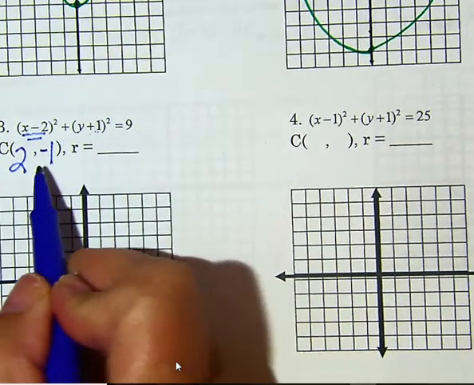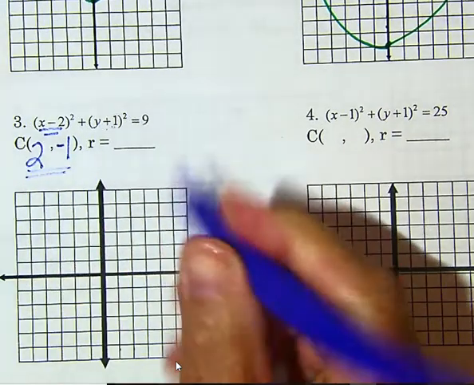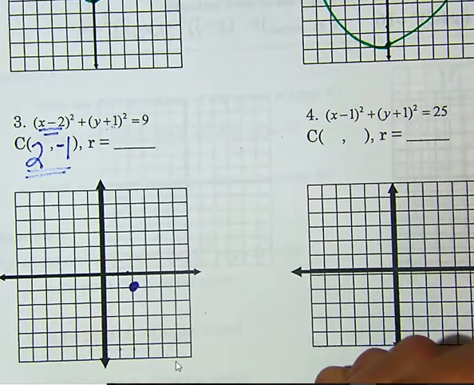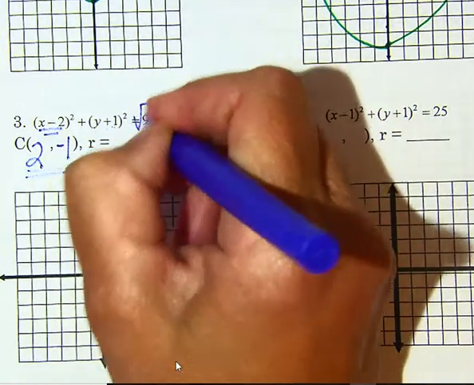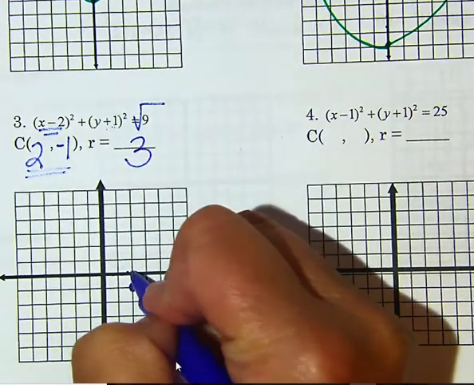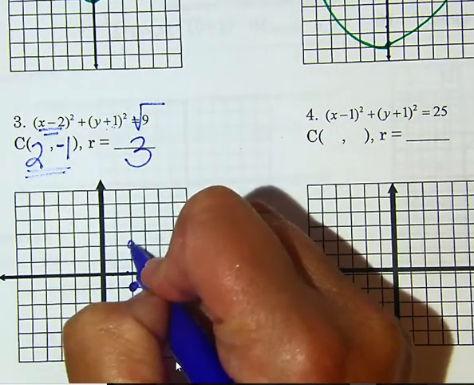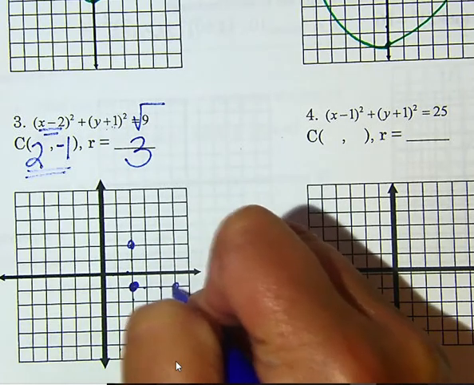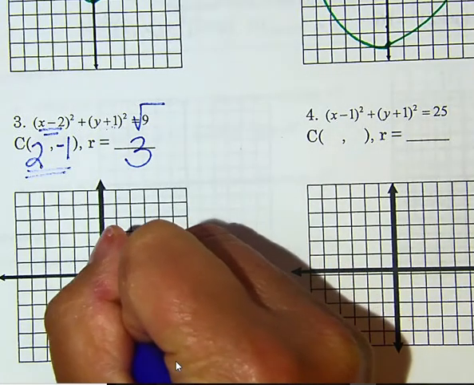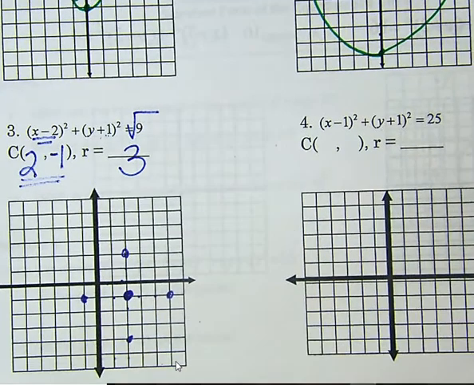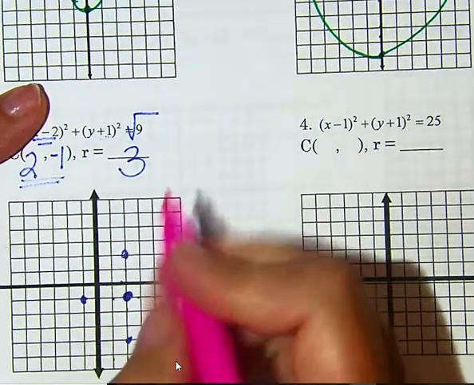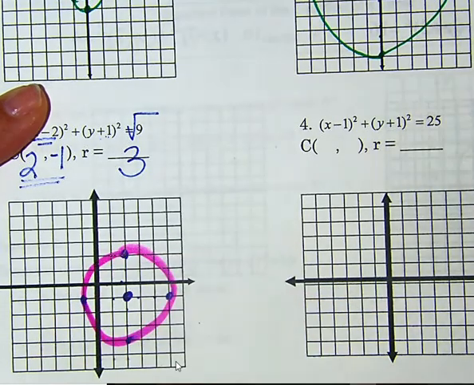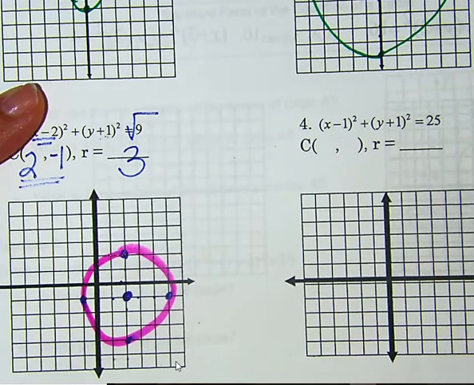Now I'm going to graph this center. My center is positive 2, negative 1. That's my center. My radius is the square root of 9, which is 3. So from my center, I'm going to go up 3, down 3, right 3, left 3. Then you're going to graph your circle. Try to make it look round. If you can do one big sweep, it makes it a little easier. And that is my circle.